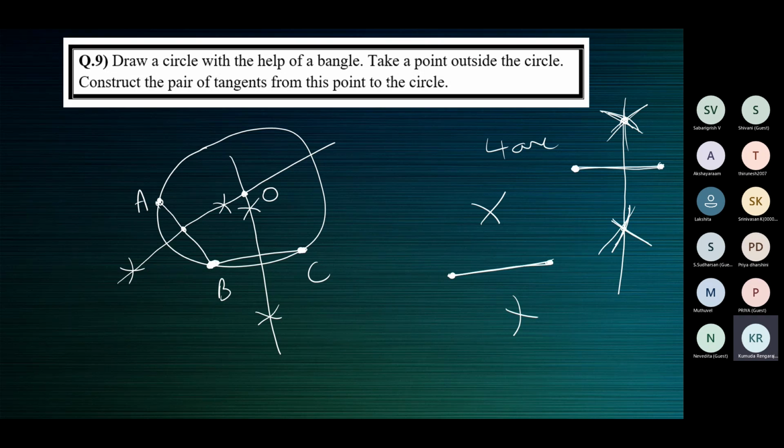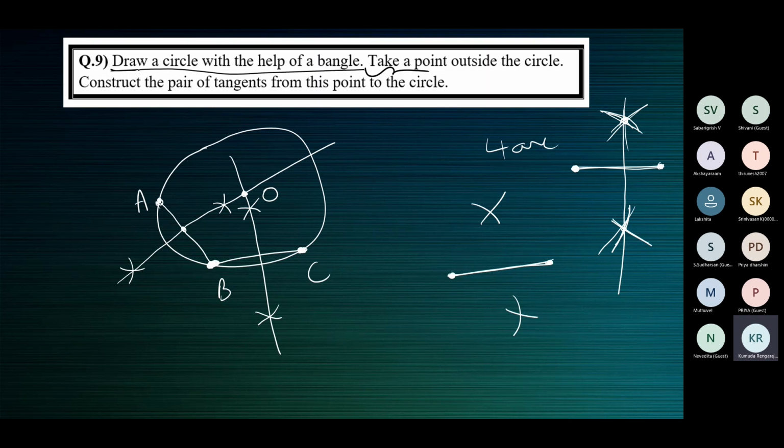Now let's read the instruction ahead. So we drew, what did we do? We drew a circle with the help of a bangle. Am I audible and clear, children? Yes, ma'am.